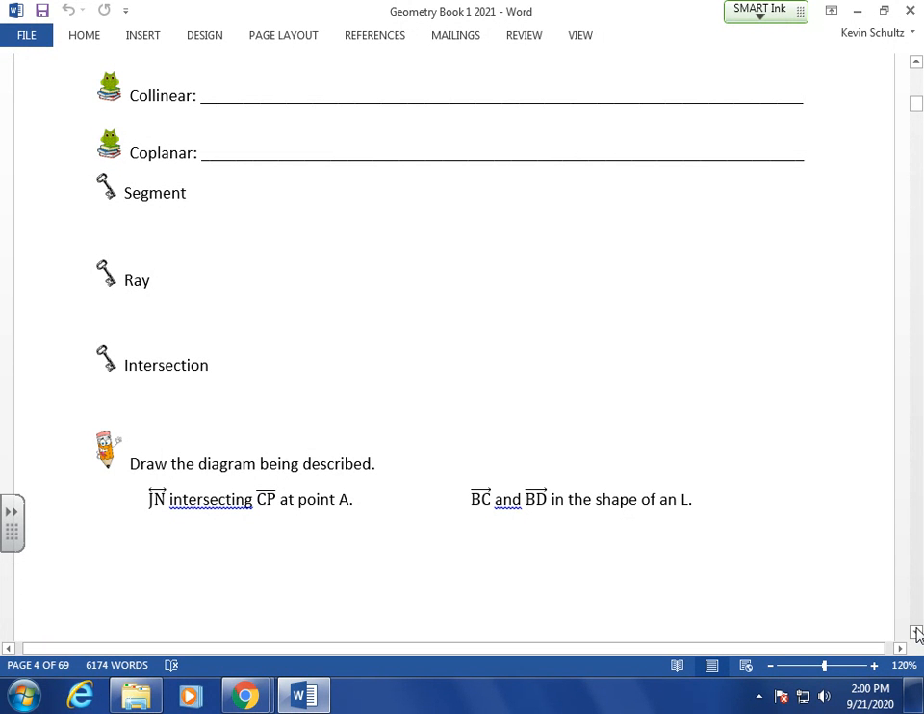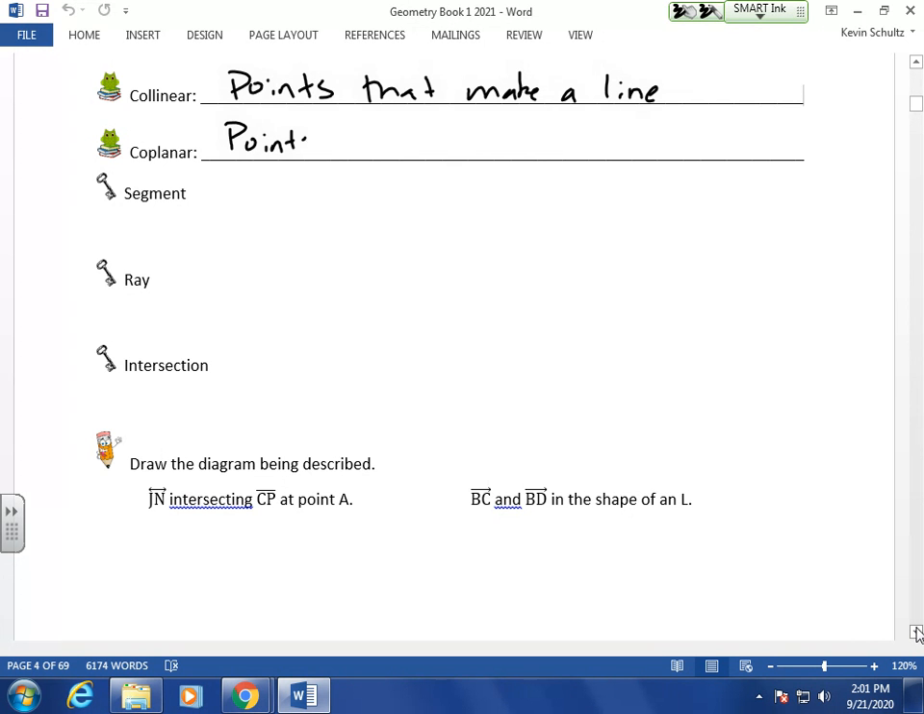Okay. Collinear. Who remembers what I said for collinear, the definition of collinear? Yeah. Points that make a line, or are within the same line. Coplanar: points or lines that are in the same plane. Okay? Points or lines that are in the same plane.